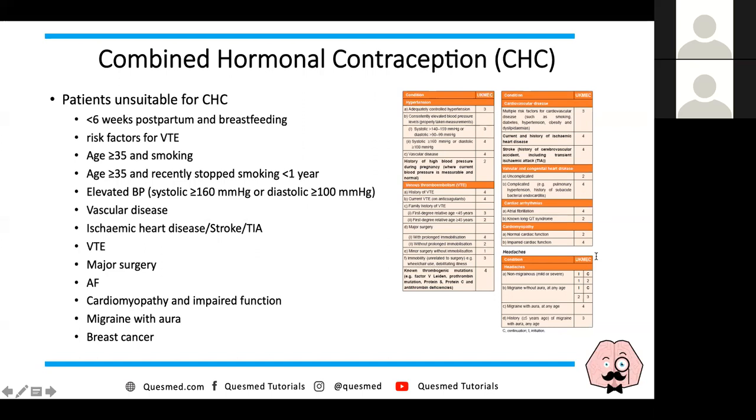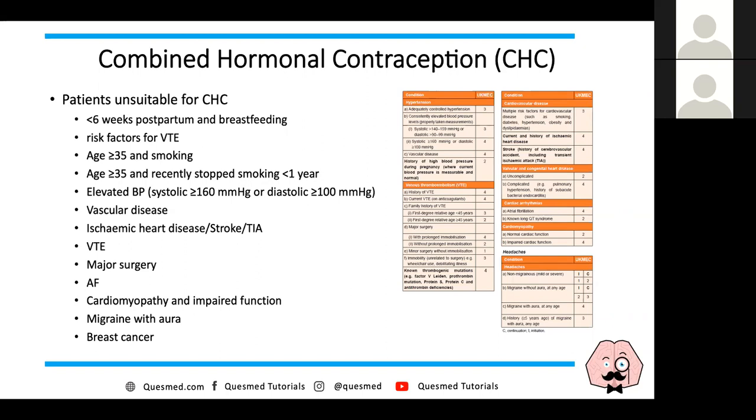So this exists for all types of contraception, but here we're looking at combined hormonal contraception. So the combined pill, the patch, and the vaginal ring. For combined hormonal contraception, being older, smoking, having vascular disease, being about to undergo major surgery, all of these things mean that you are already at a higher risk of having a clot. So in terms of UKMEC, this is graded 1 to 4, and we're interested in the fours. So the fours mean it is a no-no.